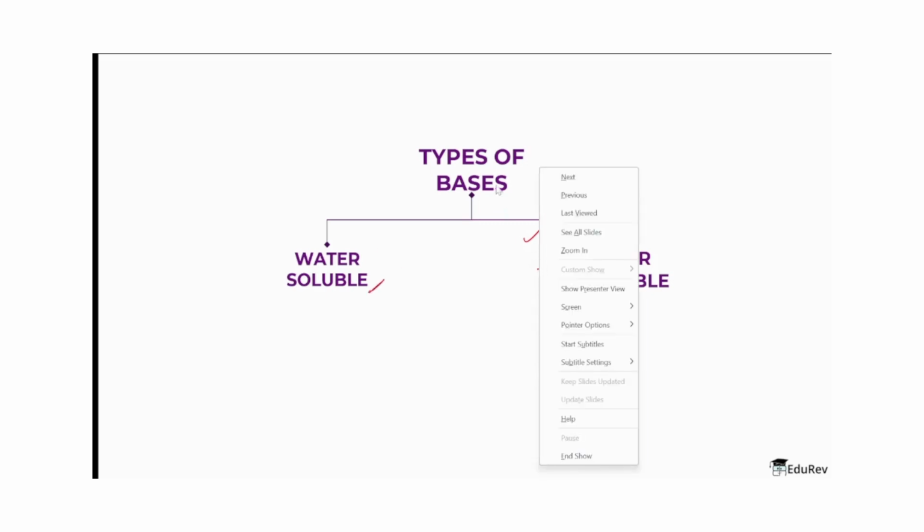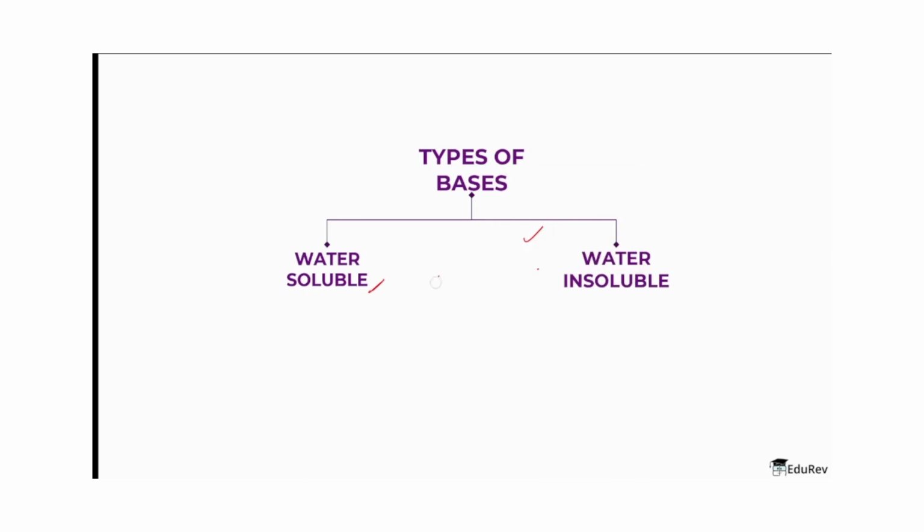Now the hydroxides of all the alkali and alkaline earth metals are soluble in water. So these are your water soluble bases, and these are also known as your alkali.